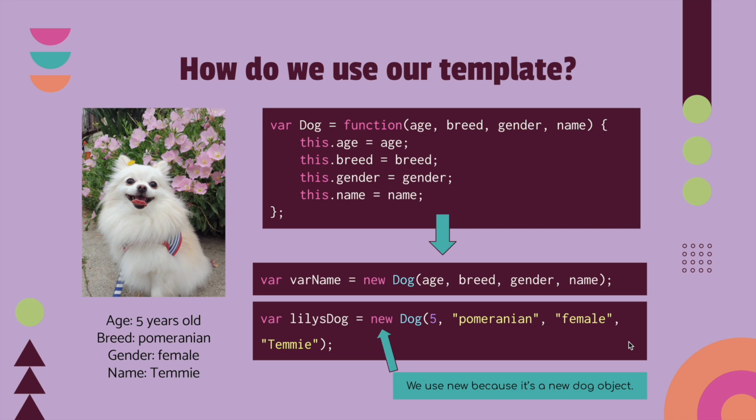So how do we use our template? The way you use your template is by creating the variable for the object you want and then setting it to the new and then your constructor name and passing in any parameters you have. So here we have new, and then the constructor name is dog, so we put dog here, and then we pass in the age, breed, gender, name, which in this case are 5, Pomeranian, female, and Temmie. So we're using new because it is a new dog object.